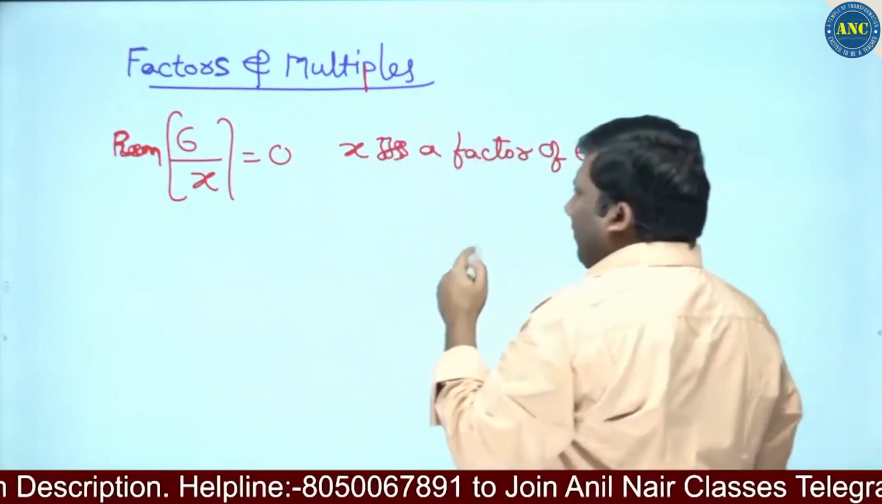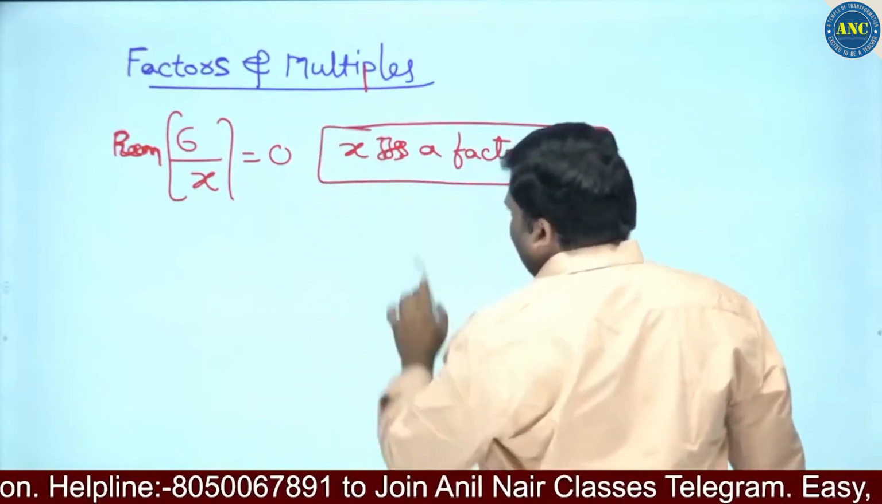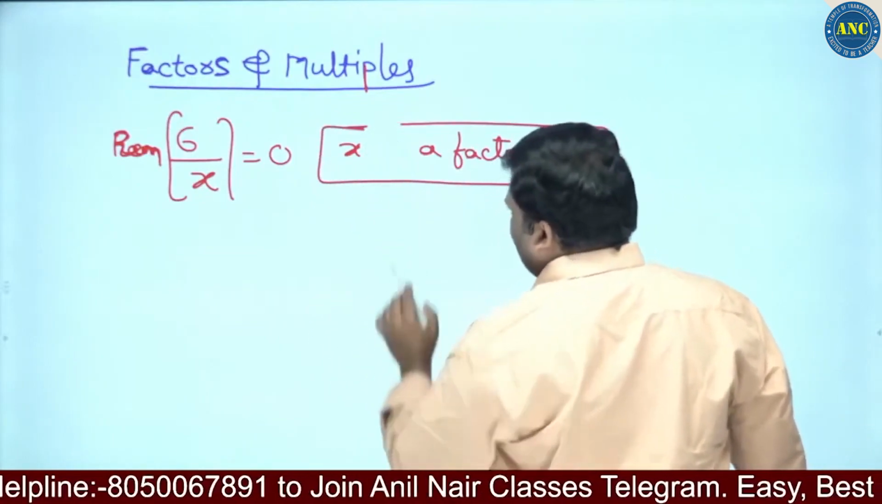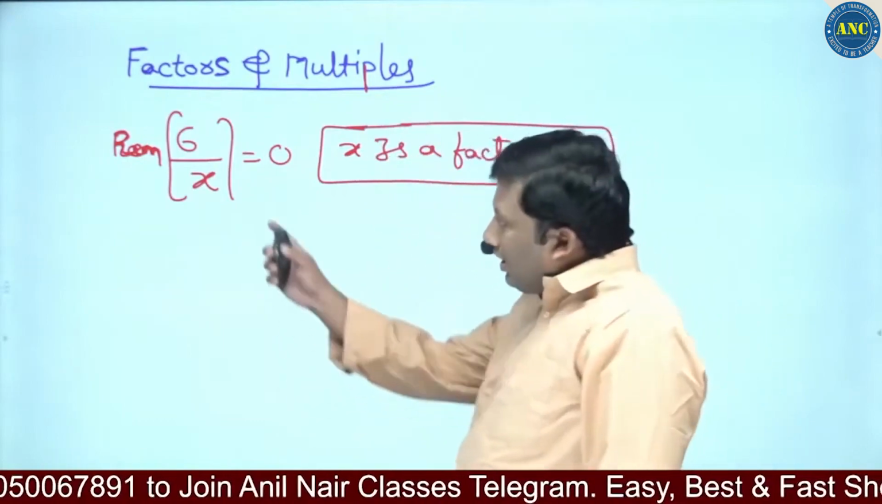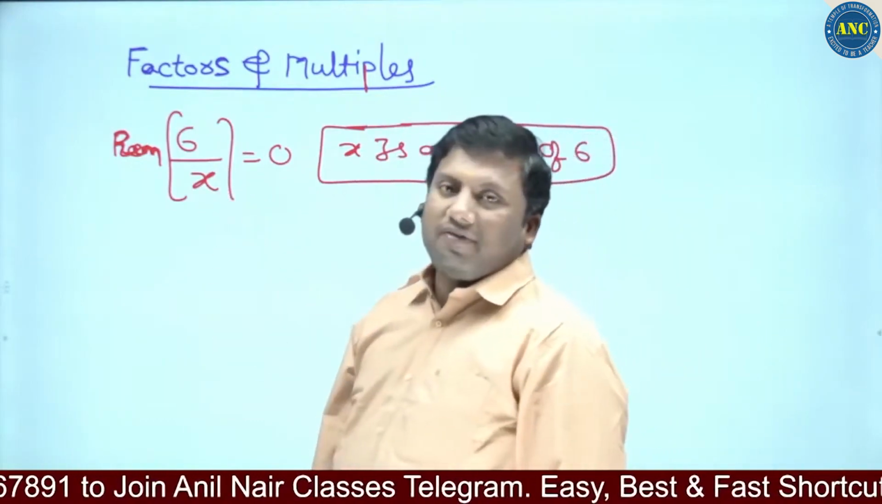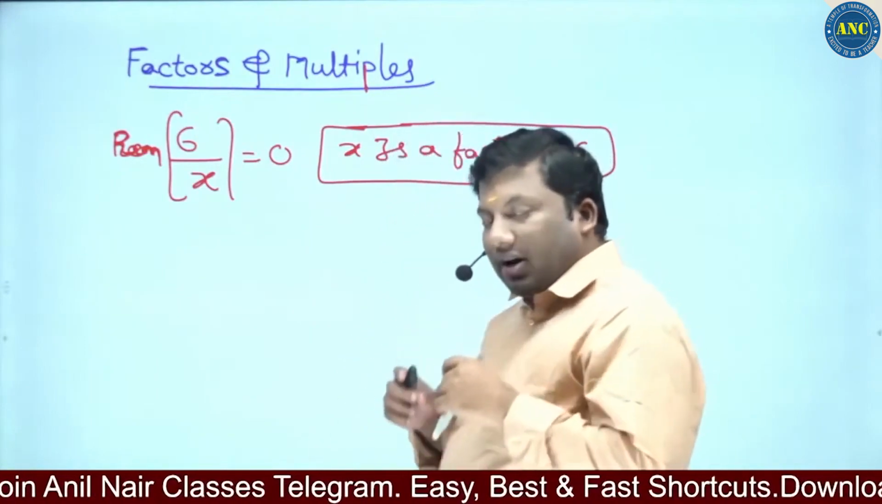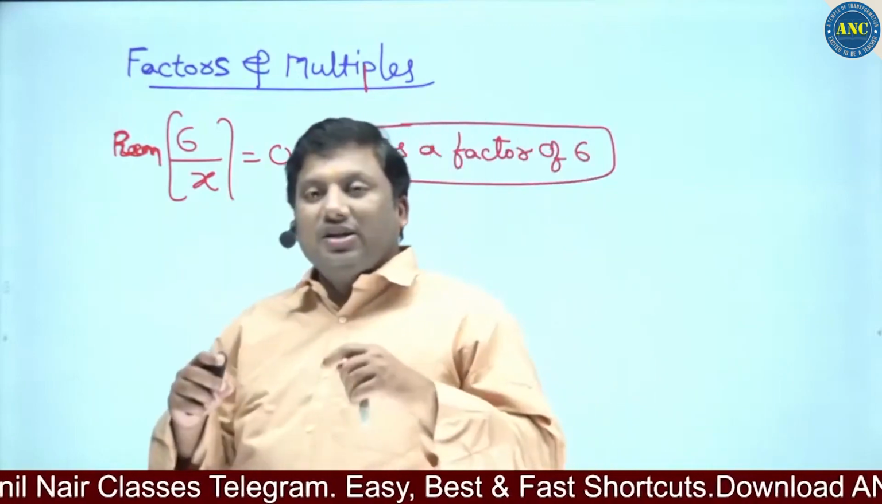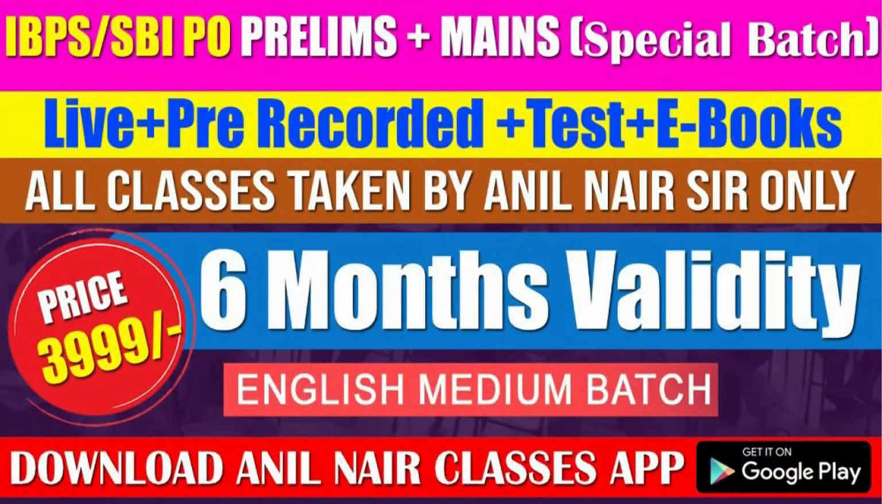A number when divided by any other number, if the remainder is 0, then that number in the denominator is said to be a factor. Always in our NCERT textbook, factors are a subset of natural numbers. So take from natural numbers.